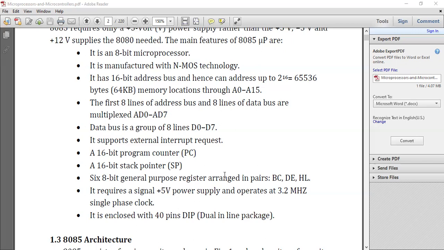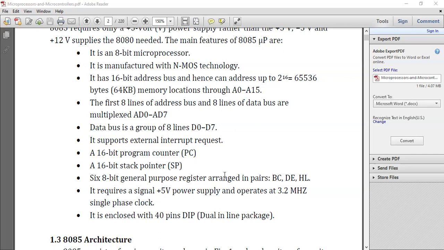It requires a 3.2 megahertz clock frequency, also called the clock speed. The power supply required for the 8085 is 5 volts. It is enclosed in a 40 pin DIP, that is, dual in line package. That means the 8085 consists of 40 pins. In the next class we can see the pin diagram also.